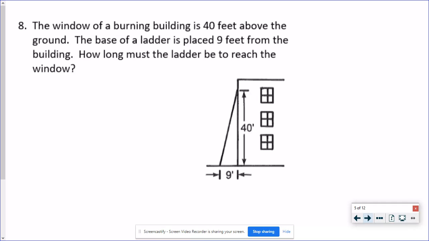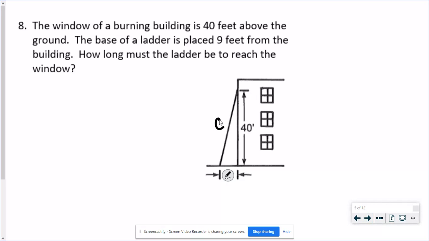If we have this building, and apparently it's a burning building. We don't see that in the picture, but that's okay. The window is 40 feet above the ground, and the base of the ladder is placed 9 feet from the base of the building. I want to know how long that ladder has to be. You can't have the ladder right smack up against the building or it's going to fall over. And you need to make sure that this is a safe distance, but we also have to make sure that the ladder is going to actually be long enough. So again, we are looking for the C in this case.